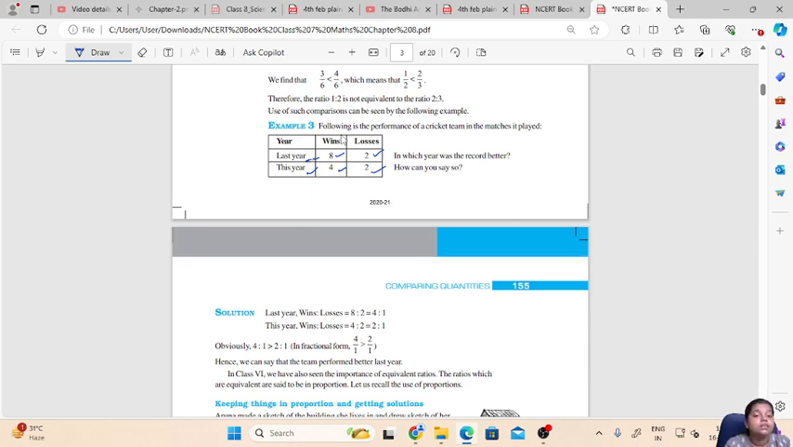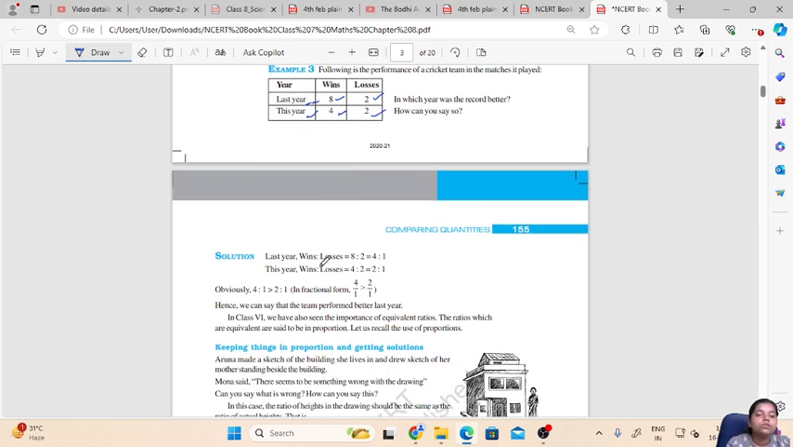Let's see in terms of these ratios. Last year wins to losses was 8 is to 2, which means 4 is to 1 after cancelling. This year wins to losses were 4 is to 2, which equals 2 is to 1. So obviously 4 is to 1 is greater than 2 is to 1. In fraction form also, 4 by 1 is greater than 2 by 1. Hence we can say that the team performed better last year, because their ratio is higher.